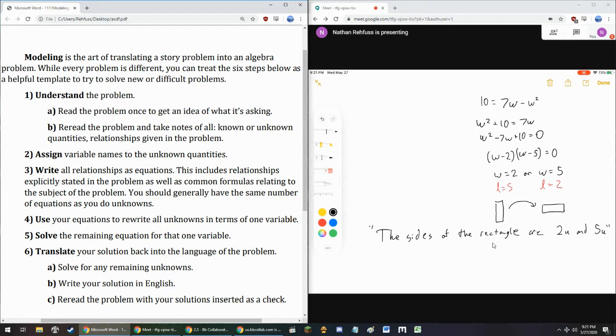I don't know why I wrote U for units. That's weird. No one does that. Don't do that. 2 and 5, or 2 units and 5 units. Never just U. I don't know why I did that.